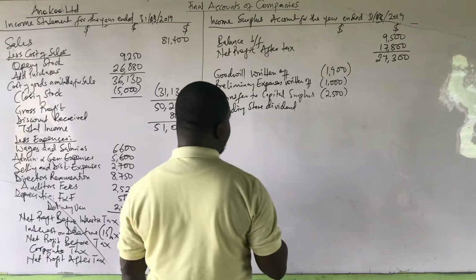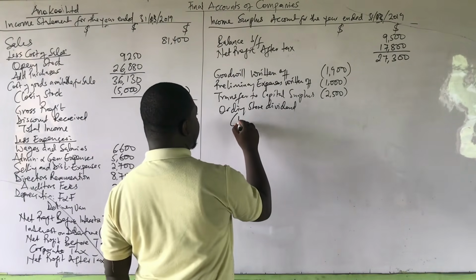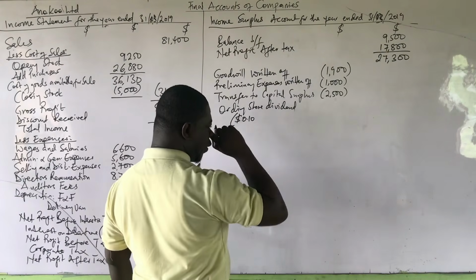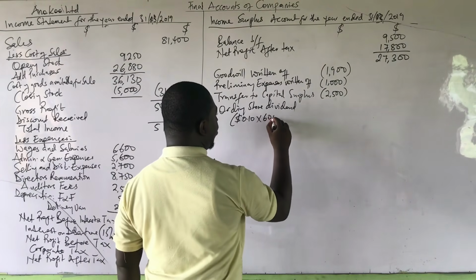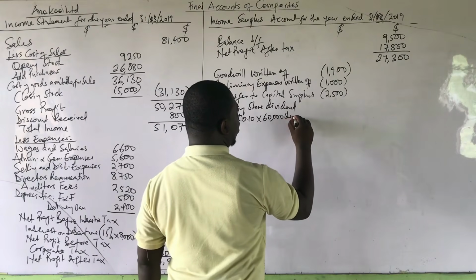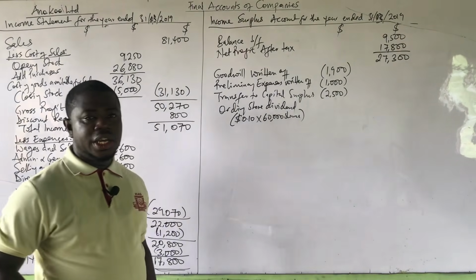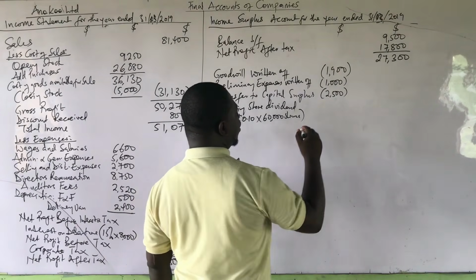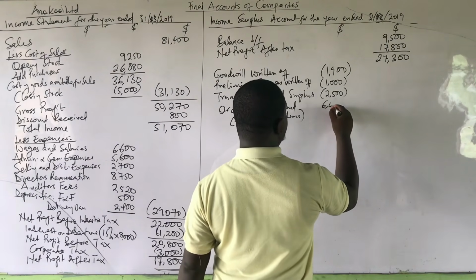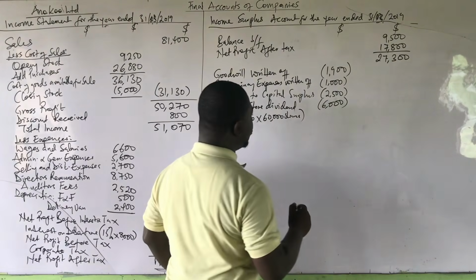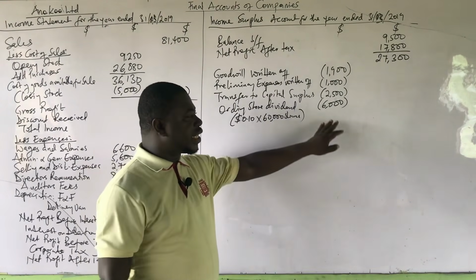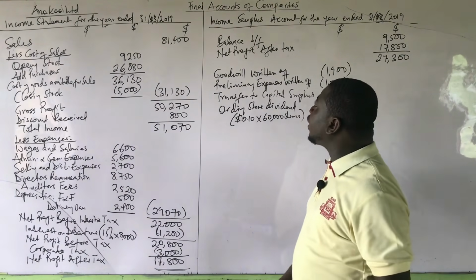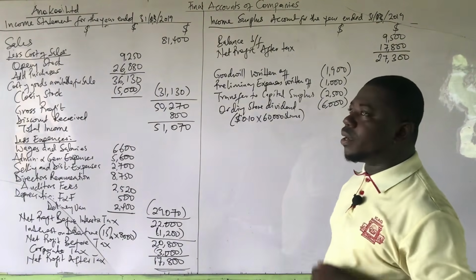So we are going to pay a dividend of 10 cents per share. So $0.1 times 60,000 ordinary shares, which is actually the shares we are using to work. And 10 cents times 60,000 is going to give us 6,000. So the dividend that is to be paid for ordinary shares is going to be $6,000. And then also we are supposed to pay our preference dividend also out of the income surplus.